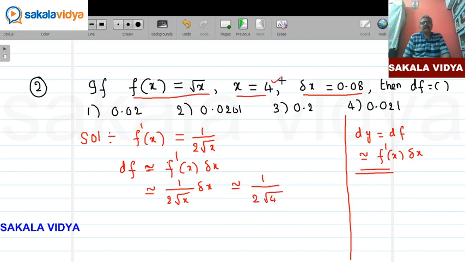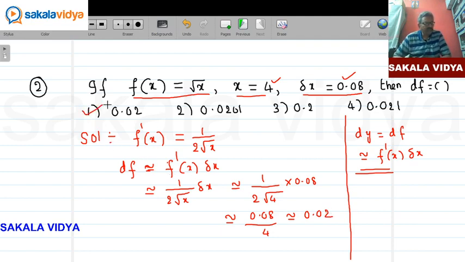X value is 4, delta x is equal to 0.08, multiplied by 0.08. This is approximately equal to 0.08 upon square root of 4, which is 2, 2 into 2 is 4. If you divide it, it is approximately equal to 0.02. So that means the first option is the right option. First option is the right option.